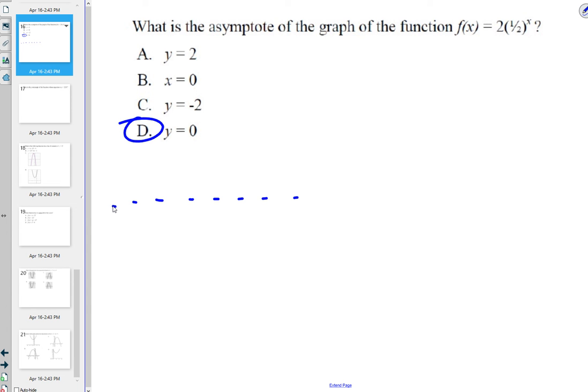Asymptotes are imaginary lines. Can anybody tell me what is the imaginary line that we've talked about, even today, that's vertical? There's one type of imaginary line that's vertical that we talked about even today. Axis of symmetry.